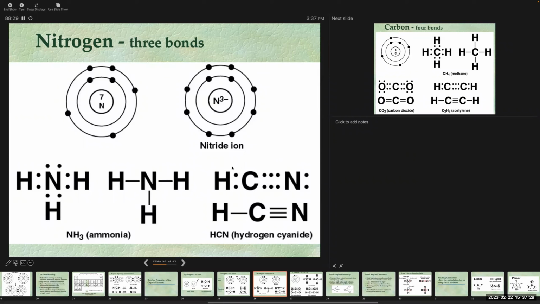Or another molecule, kind of a nasty molecule, is hydrogen cyanide. In hydrogen cyanide, the nitrogen is sharing 3 pairs of electrons with a carbon to produce a triple bond. And then the carbon is also sharing a pair of electrons with a single hydrogen. So you've got an H single bonded to the carbon, and then the carbon triple bonded to the nitrogen. The important thing here is that nitrogen always forms 3 bonds.